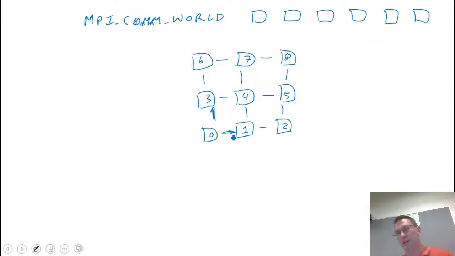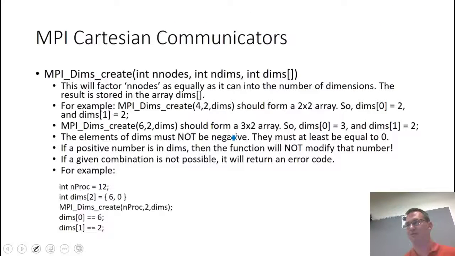And so the way we're actually going to do this is so common, especially using MPI, that MPI provides us with some convenience functions to actually implement this. So the first function is MPI_Dims_create. And you give it the number of nodes or the number of processors. And then you give it the number of dimensions. So in our case, this is always going to be 2, but it could be 3, it could be 4, it could be any number. And then you're going to give it an array.